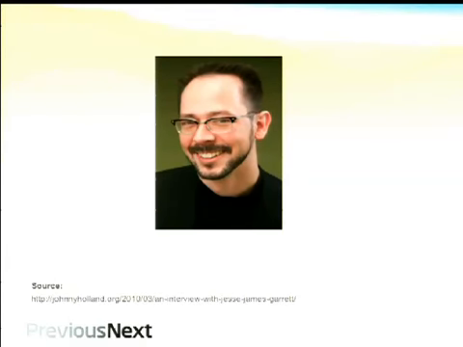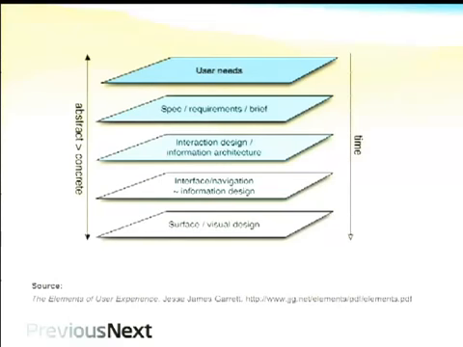Jesse James Garrett came up with this. It's called the Elements of User Experience. This is about 10 years ago, around about the year 2000. This was his explanation for how user experience works in the process of building a website. He started up the top with user needs, and then over time he's worked through requirements, interaction design and architecture, interface, navigation design, and finally a visual design. All right, fine.